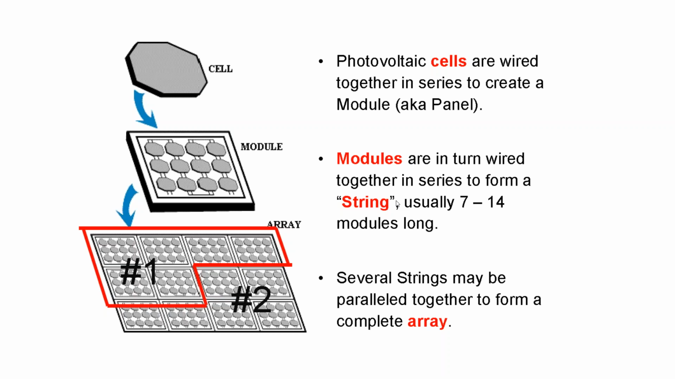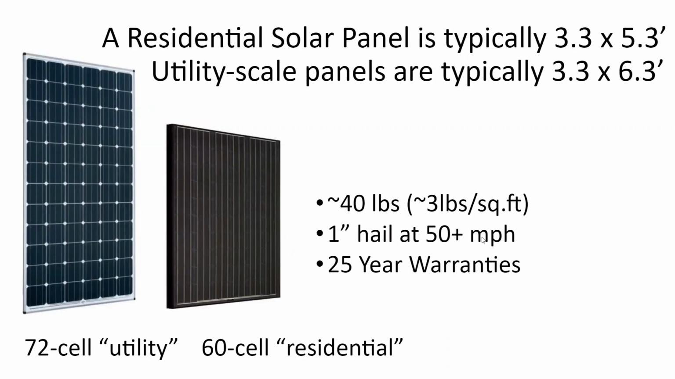DC circuits are referred to as strings, and these circuits are typically 7 to 14 modules long, although that's a very rough number. It depends on the design and technology selected. Your manufacturer sizing software from inverters is commonly referred to as string sizing software, and we'll show you some examples of how to do that as part of this program.